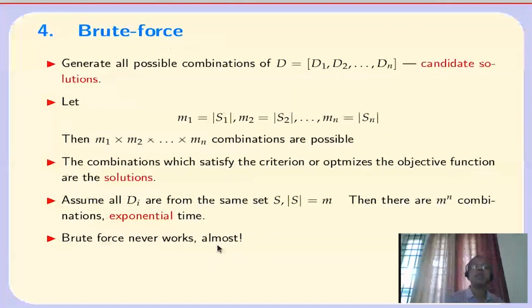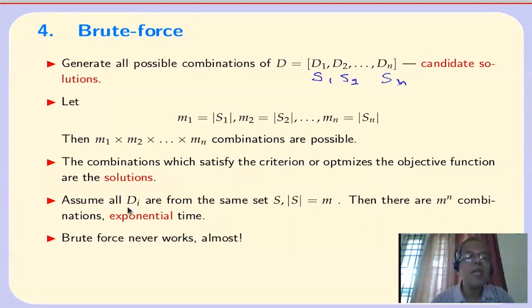Okay, let's go on. Brute force. Generate all possible combinations of D equal to D1, D2, and so on, Dn. They are candidate solutions. How many combinations are possible? Suppose D1 comes from S1, D2 comes from S2, D3 comes from S3. S1 is the set of choices for D1, S2 is the set of choices for D2, and Sn is the set of choices for Dn. If the sizes are M1, M2, and so on, Mn, then M1 times M2 times and so on, Mn combinations are possible. The combinations which satisfy the criterion or optimize the objective function are the solutions.